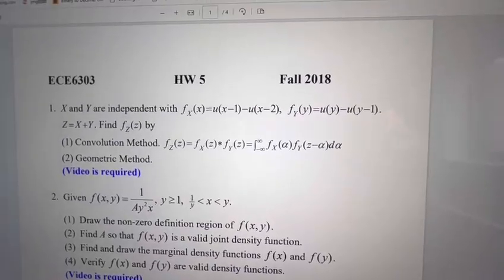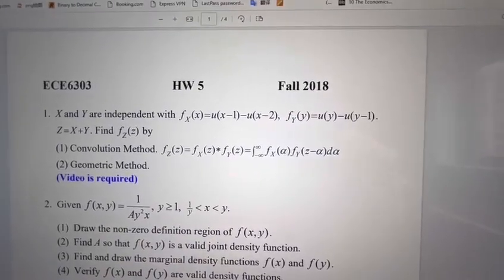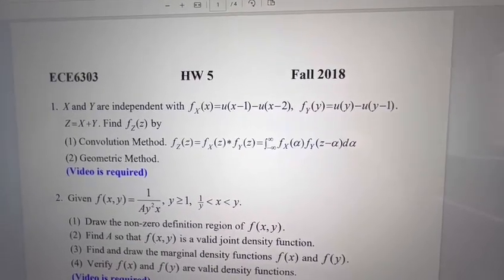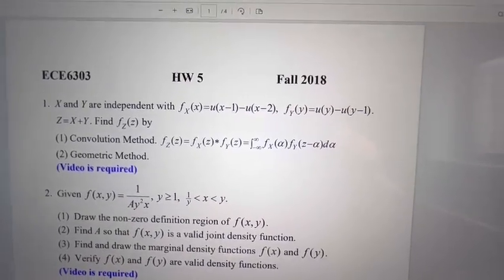Hi, I'm Wu, and I'm going to record a video for question number 1 in homework 5 for the course probability and stochastic processes.